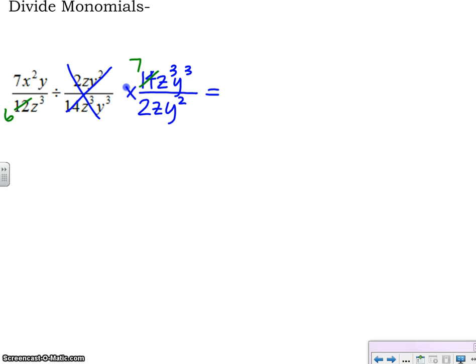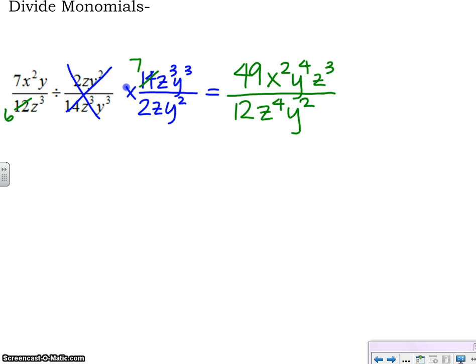Okay, so in our numerator, we're going to have 49 x squared y to the fourth, because remember we use our addition rule for exponents, and z to the third. And then in our denominator we have 6 times 2, which gives us 12, z to the fourth, and y to the second. And now we're almost done. We need to make sure that we can't reduce our coefficients or reduce anything with our exponents. So 49 over 12 is going to stay the way it is.